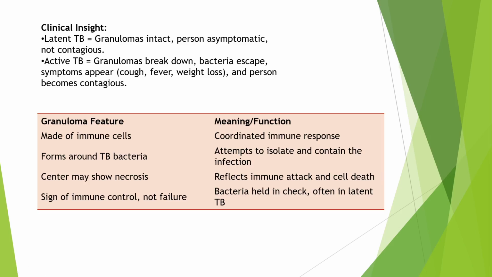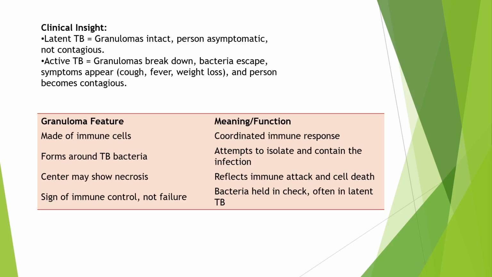So, coming to the clinical insights, in latent TB the granulomas are intact, the person is asymptomatic and not contagious, but there is a risk that latent TB can any time become active TB because of the reasons discussed before. In case of active TB, the granulomas break down, bacteria escape, and symptoms appear. The major symptoms are cough, fever, weight loss, and the person becomes highly contagious.